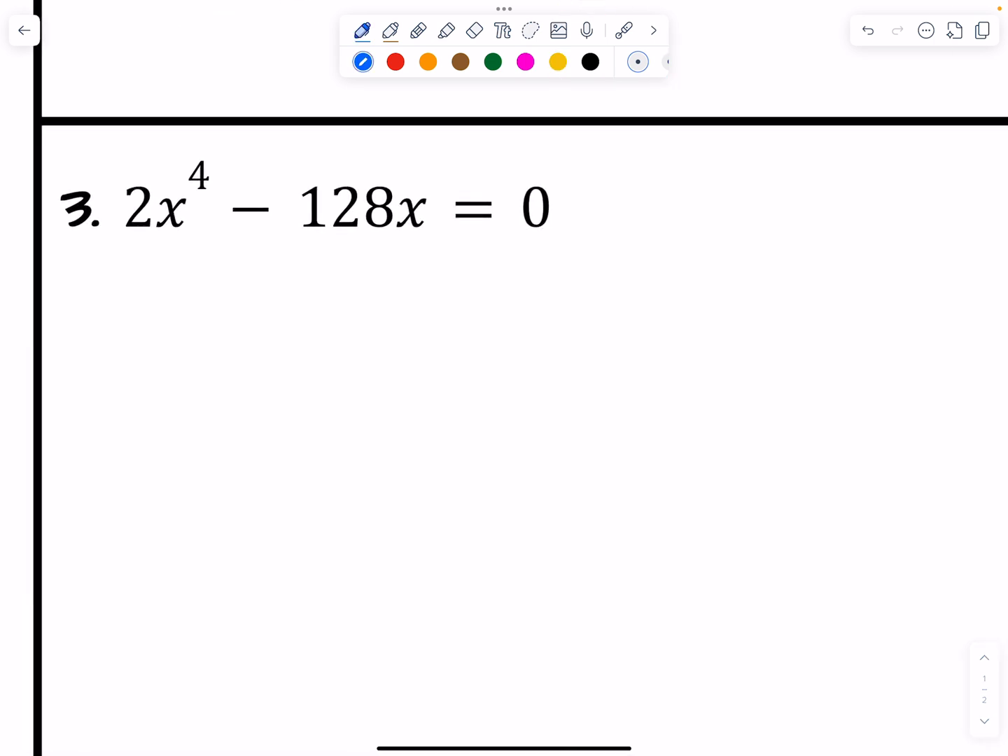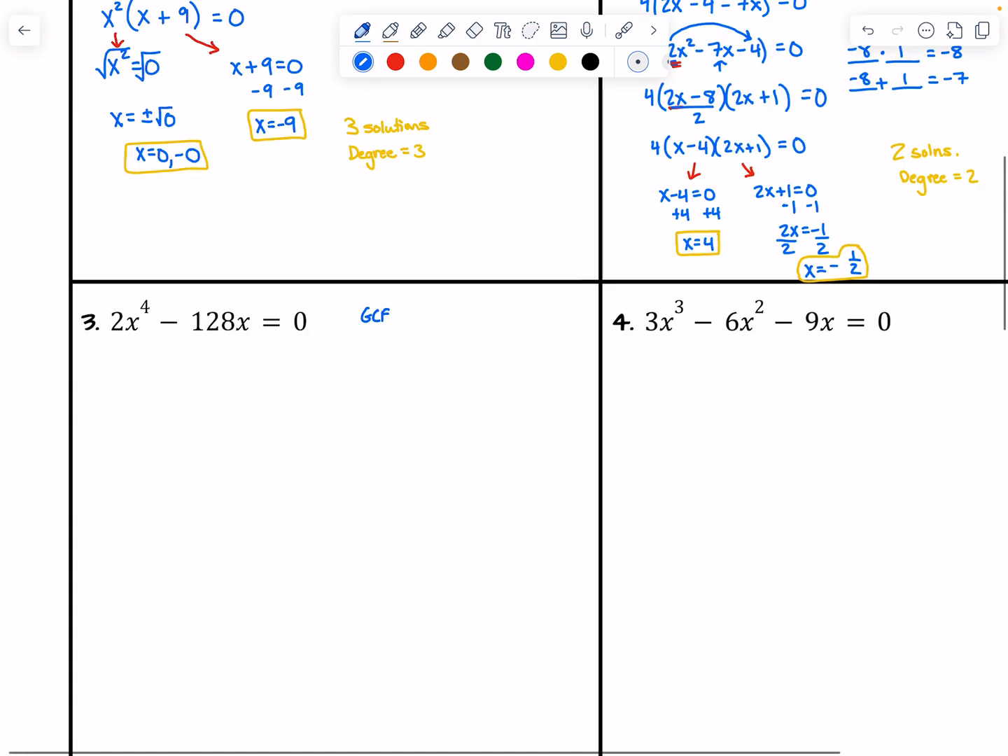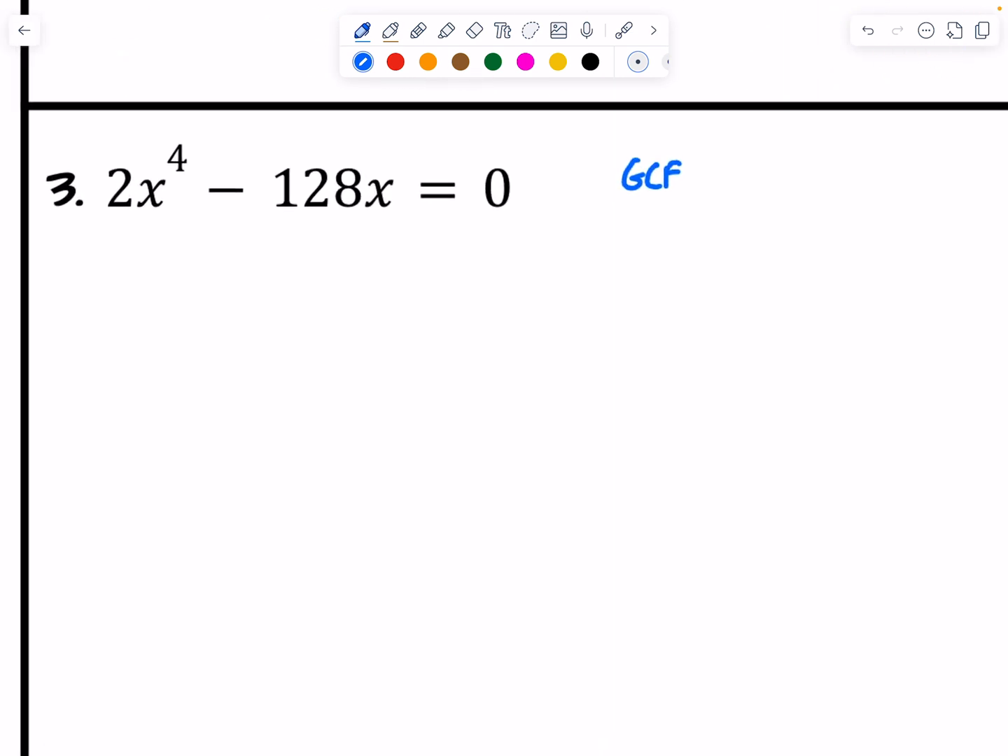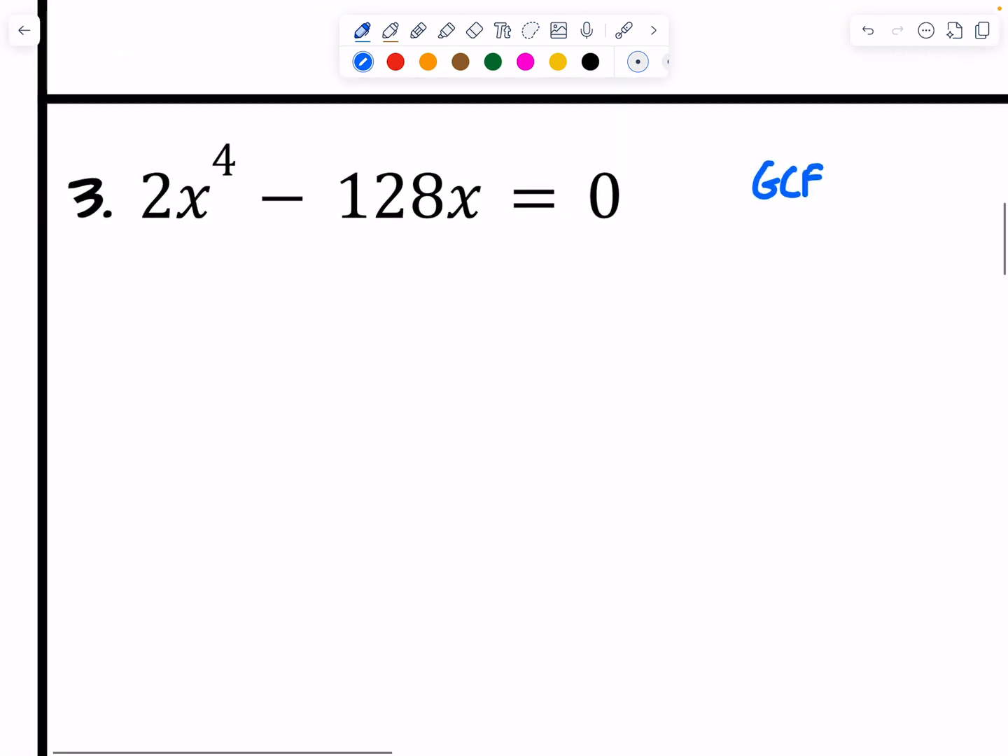So for this one, I see another binomial. So I think of things like, can I take a greatest common factor out? Can I do difference of 2 squares or sum and difference of cubes? So the first thing I notice is I do have a greatest common factor. And I think all 3 of these have had that so far. So you always want to start with that if you can, because it makes your problem more simplified, and it also makes it correct. So for more than one reason, you want to start with that if you can.